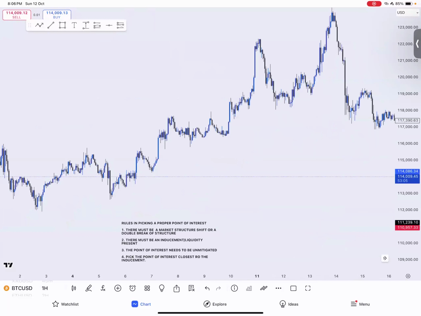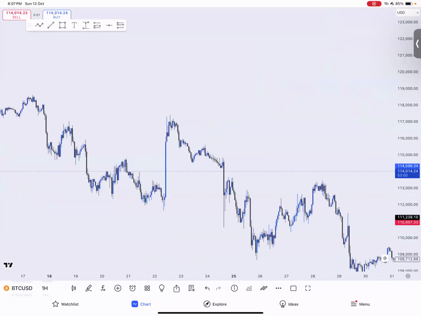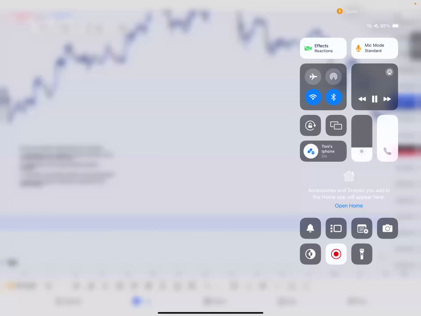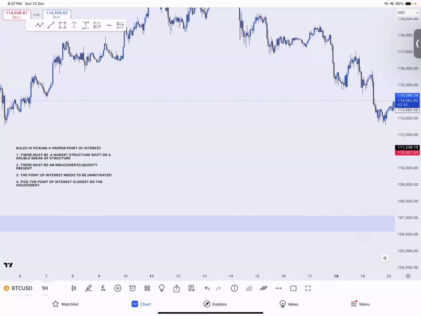So now, what is a breaker block? A breaker block is a failed order block. What would I mean? A breaker block is a failed order zone. You understand, that's why I said this class is not for beginners. You understand the concept of support and resistance.